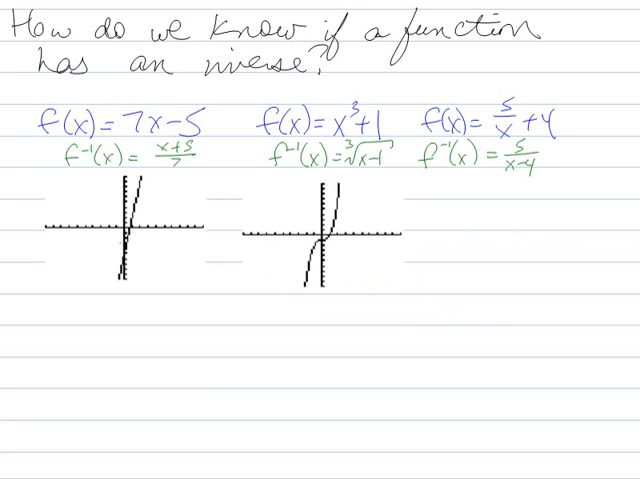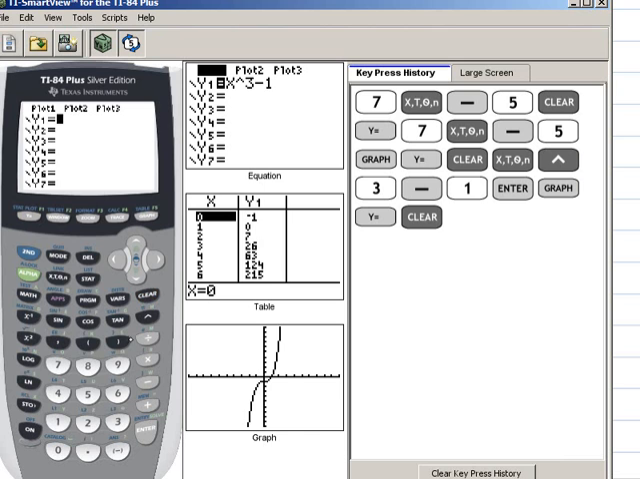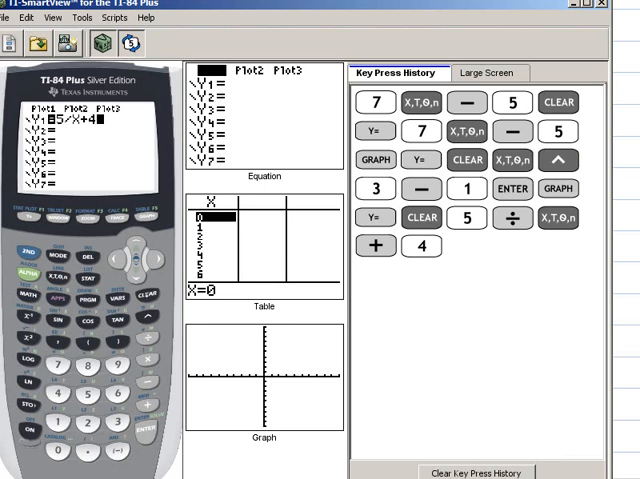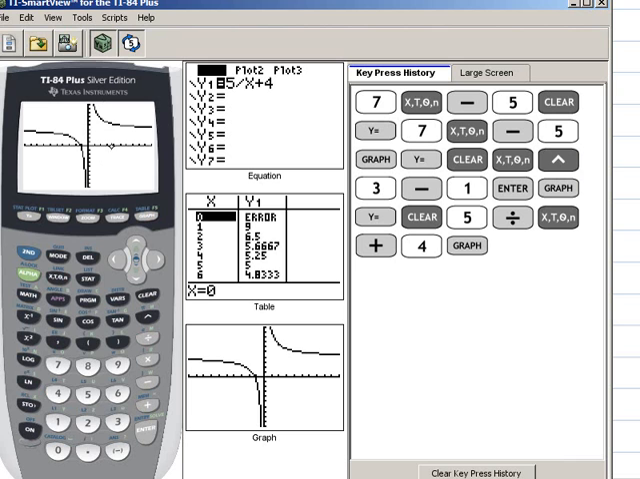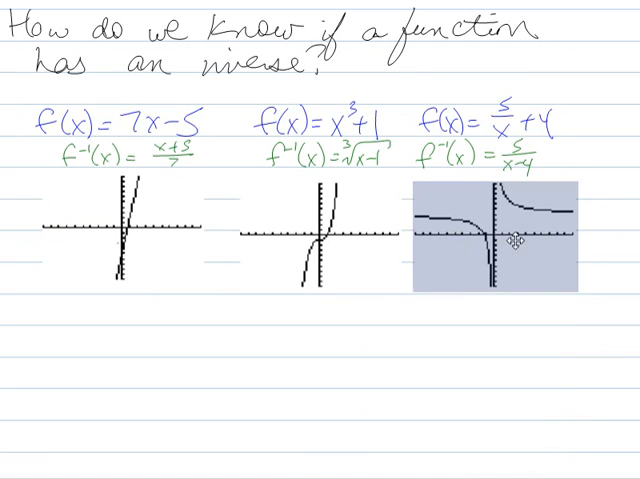Alright, then I had 5 over x plus 4. 5 divided by x, and that whole thing plus 4. And it looks like that. It has, remember, an asymptote. So there's that. All of these had inverses, right? All of those had inverses.